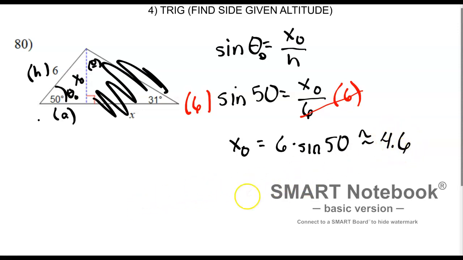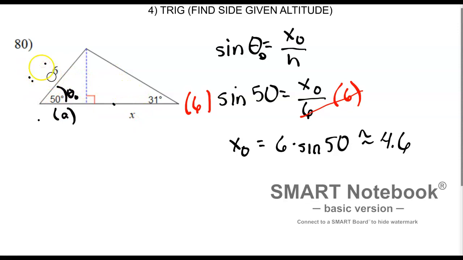Now that I have my 4.6, let's go ahead and kind of start over with this new triangle. So I'm actually going to erase everything, because now all I care about is this triangle. Why? Because it involves the x that I ultimately care about. So I'm going to erase this portion over here, and I'm just going to deal with this triangle here, and this is 4.6.